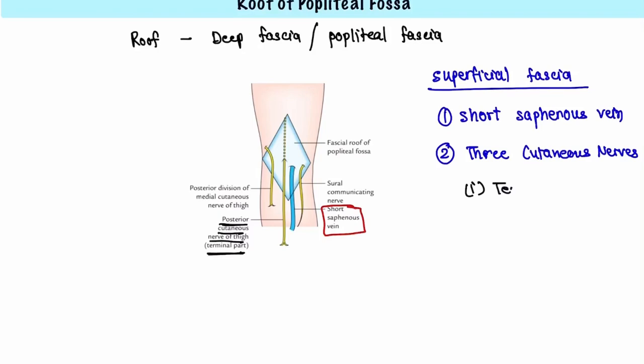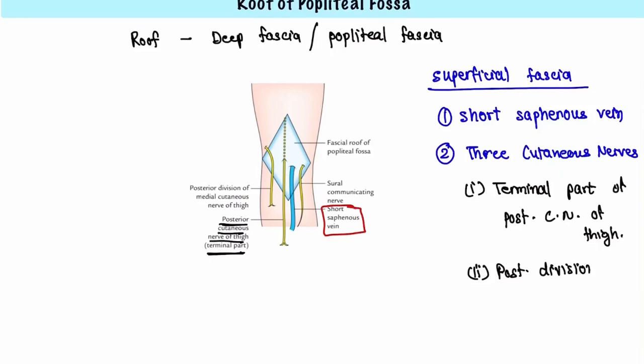So first is terminal part of posterior cutaneous nerve of thigh. Second cutaneous nerve is posterior division of the medial cutaneous nerve of thigh. Posterior division of medial cutaneous nerve of thigh. And third cutaneous nerve is sural communicating nerve.